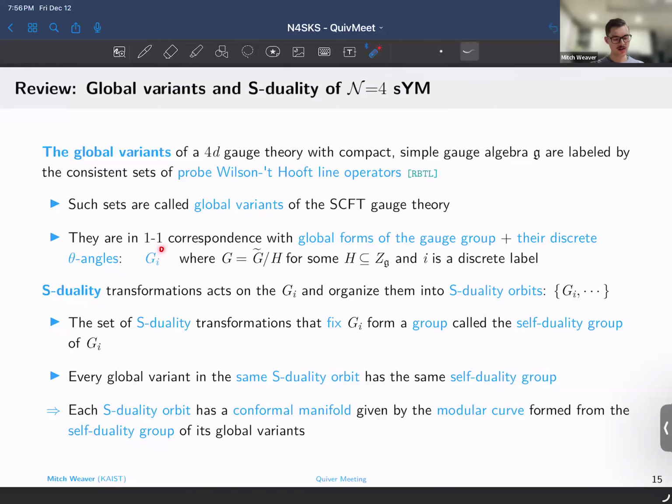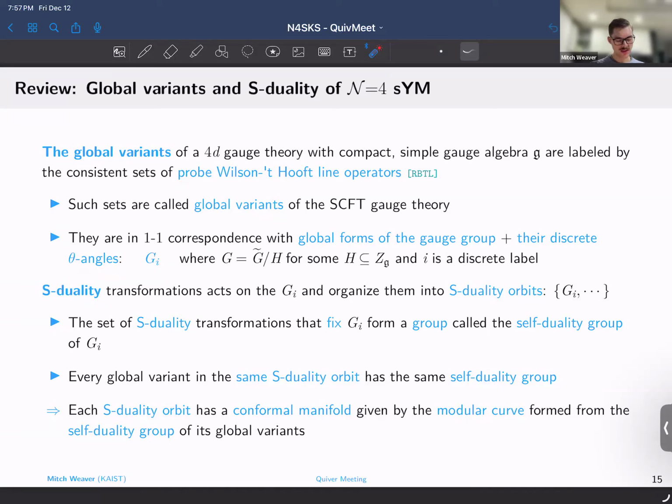I'll denote the latter in the following way, where I have some G_I, where G here is just going to be the gauge group specified by the unique simply connected group corresponding to the gauge algebra modulo some subgroup of the center. And this I here is just a discrete label that labels one of these discrete theta angles.